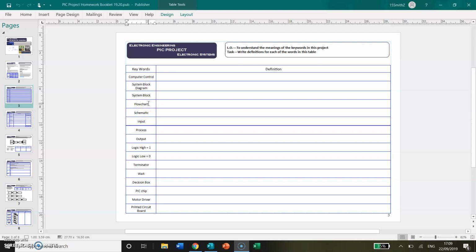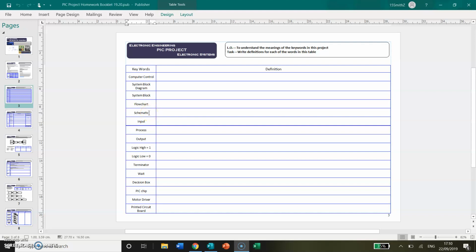When you've moved on from your system block diagram, you may then start working on a flow chart. Now your flow chart is what you're going to have to write to control your PIC chip in your little buggy. You're going to have to set it up so that you produce a series of commands that you can download to it, and it will literally, when you turn it on, run through all the commands in your flow chart. It's made up of terminators, decision boxes, output boxes, and process boxes.